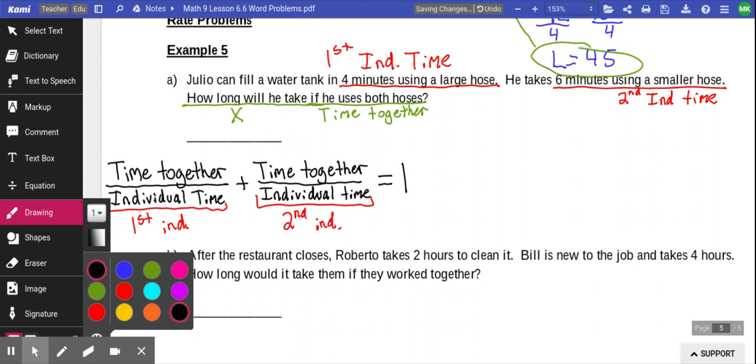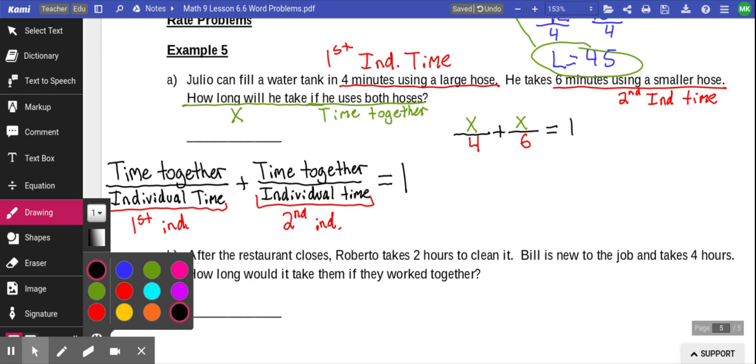So to set this equation up, I would have time together is X divided by an individual time. The first individual time was 4 minutes. Plus time together on the top, time together is X, divided by individual time. My second individual time was 6 minutes. Should always equal one job done.